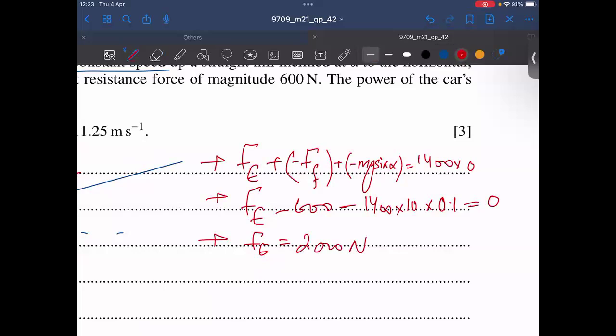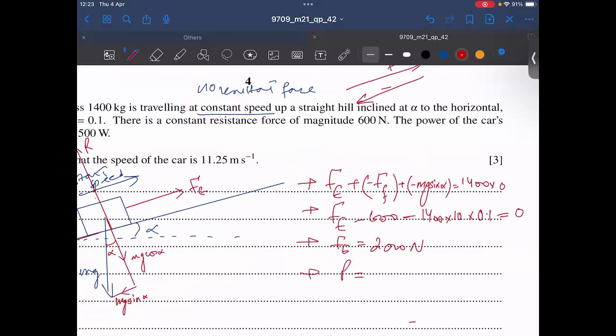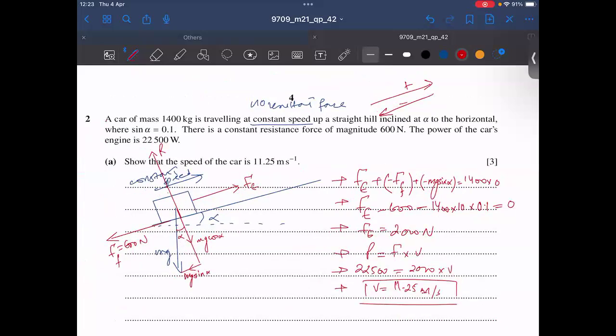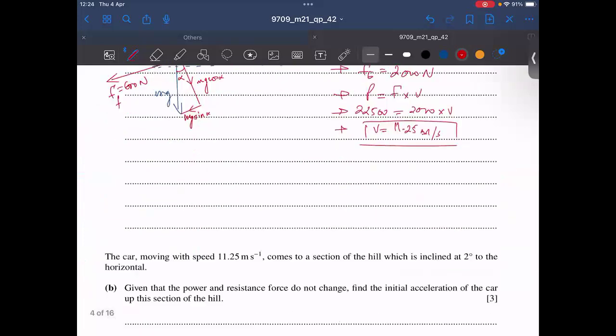And now we know that power is basically force times average velocity. So power is 22,500 watts equals 2000 times V. So V is going to be equal to what? 22,500 divided by 2000, going to be 11.25 meters per second. Is it clear to both of you or not? Yes, sir. Umar Irfan, is it clear?